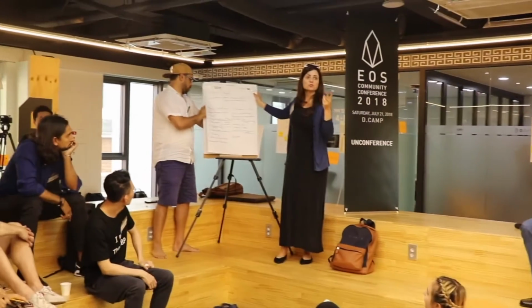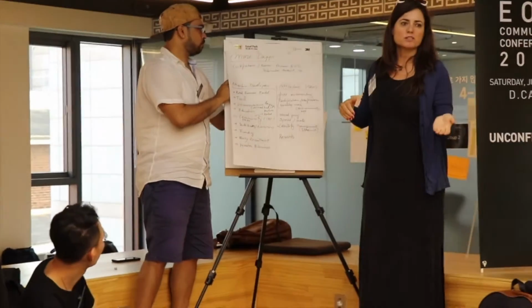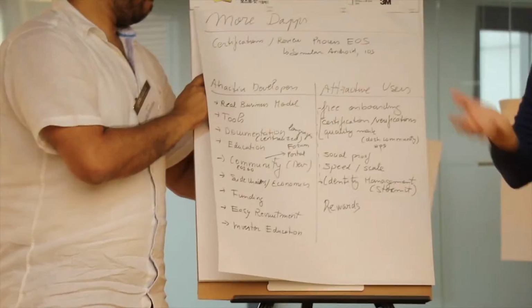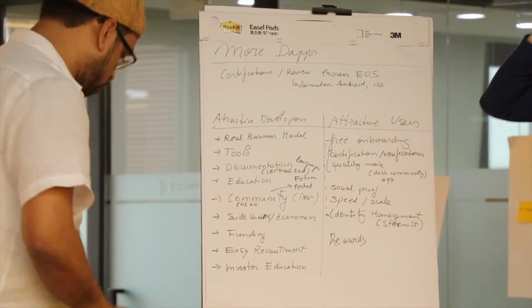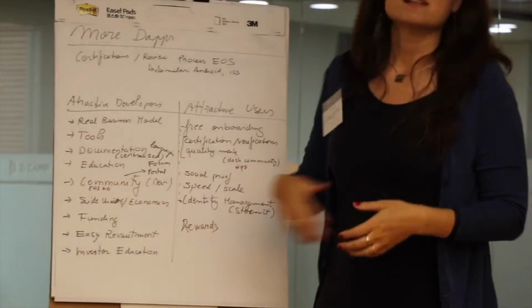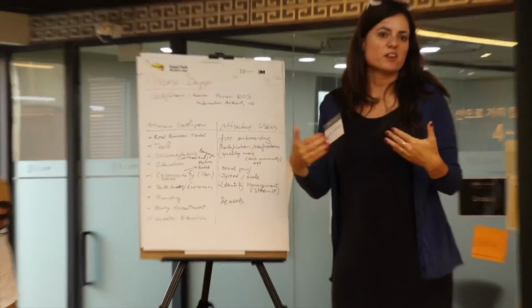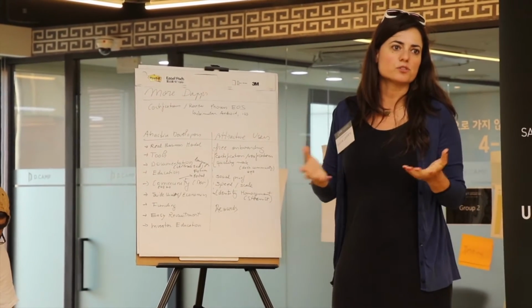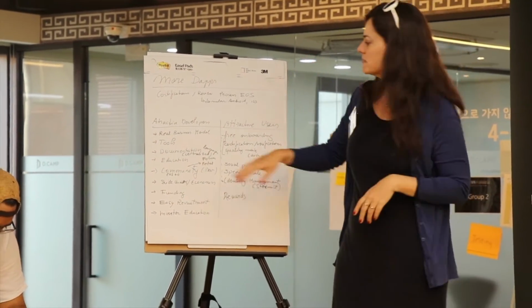Basically we split it in two topics. How do we make it more attractive for developers to build more dApps, and how do we make it more attractive for users to actually use our EOS apps? Basically for developers, we need real business models, which is very tightly linked to how easy we make it for the mass users to actually use things on EOS.